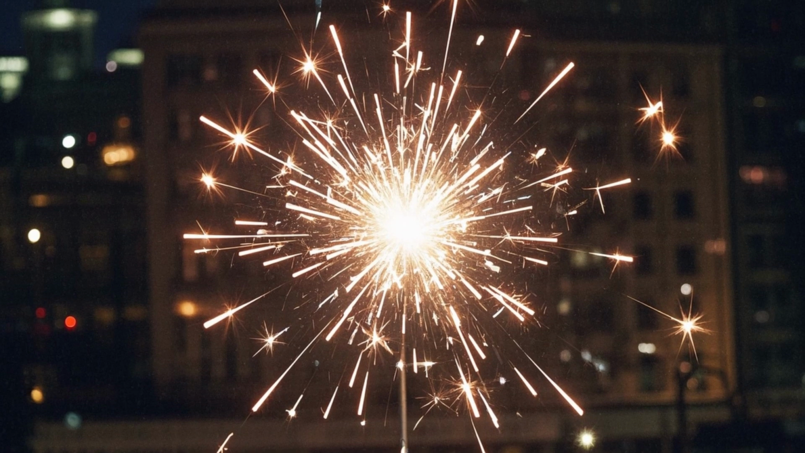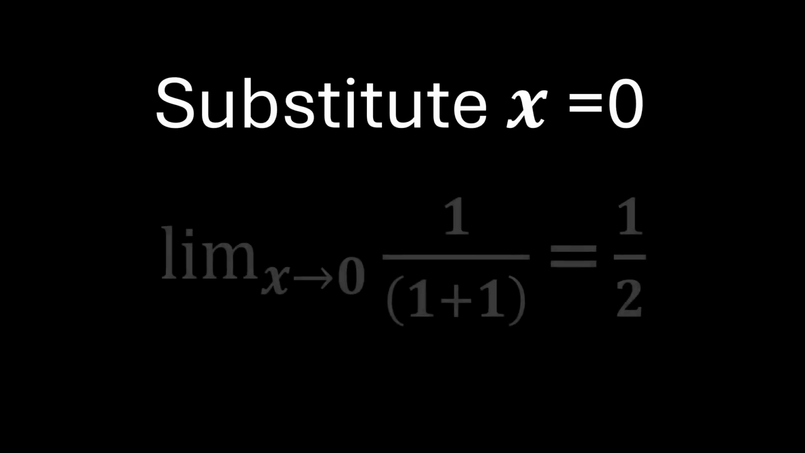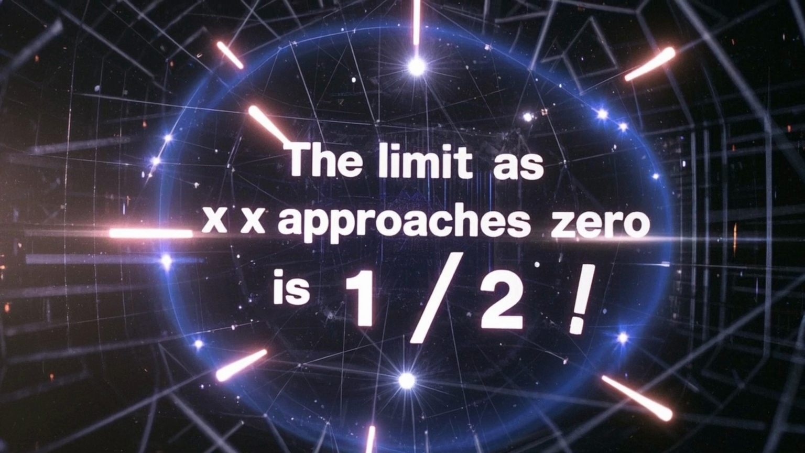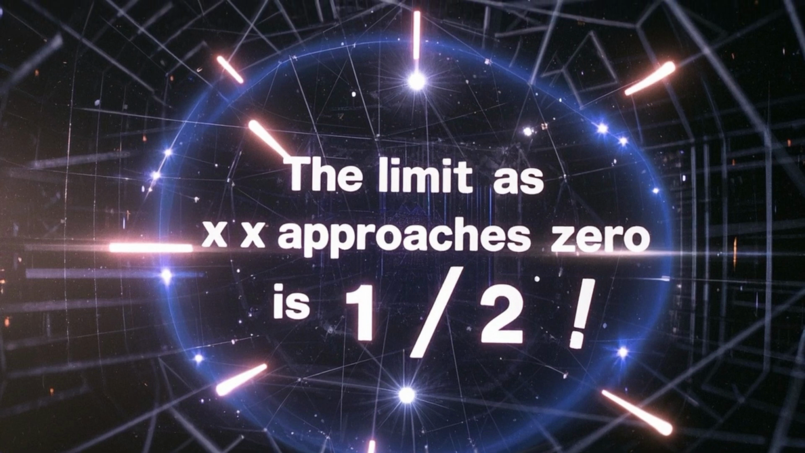Now, here's where it gets exciting. The square root of (1 plus x) becomes the square root of 1, which is just 1, so we end up with 1 divided by (1 plus 1), which equals 1 divided by 2. And there you have it. The limit as x approaches 0 is 1/2.